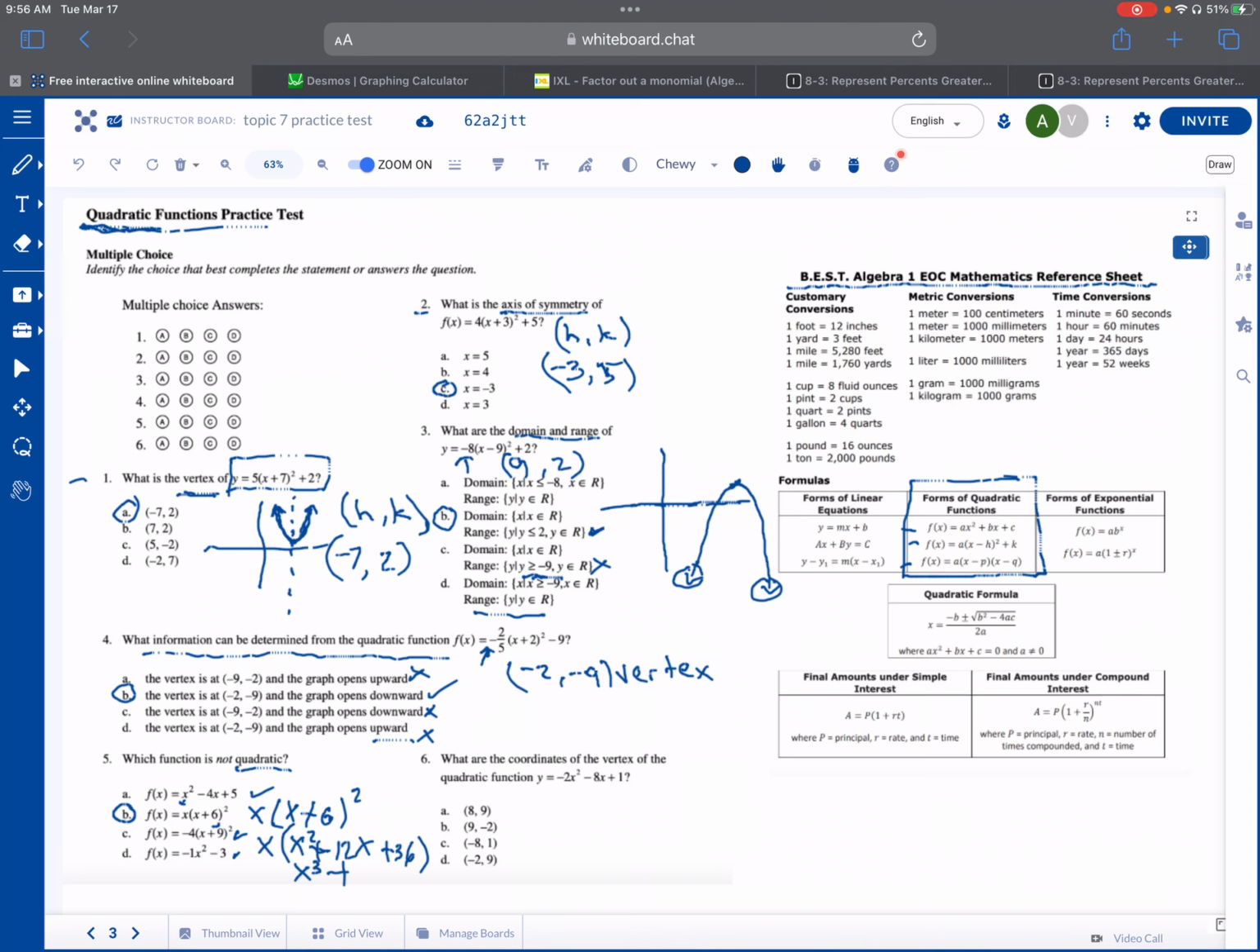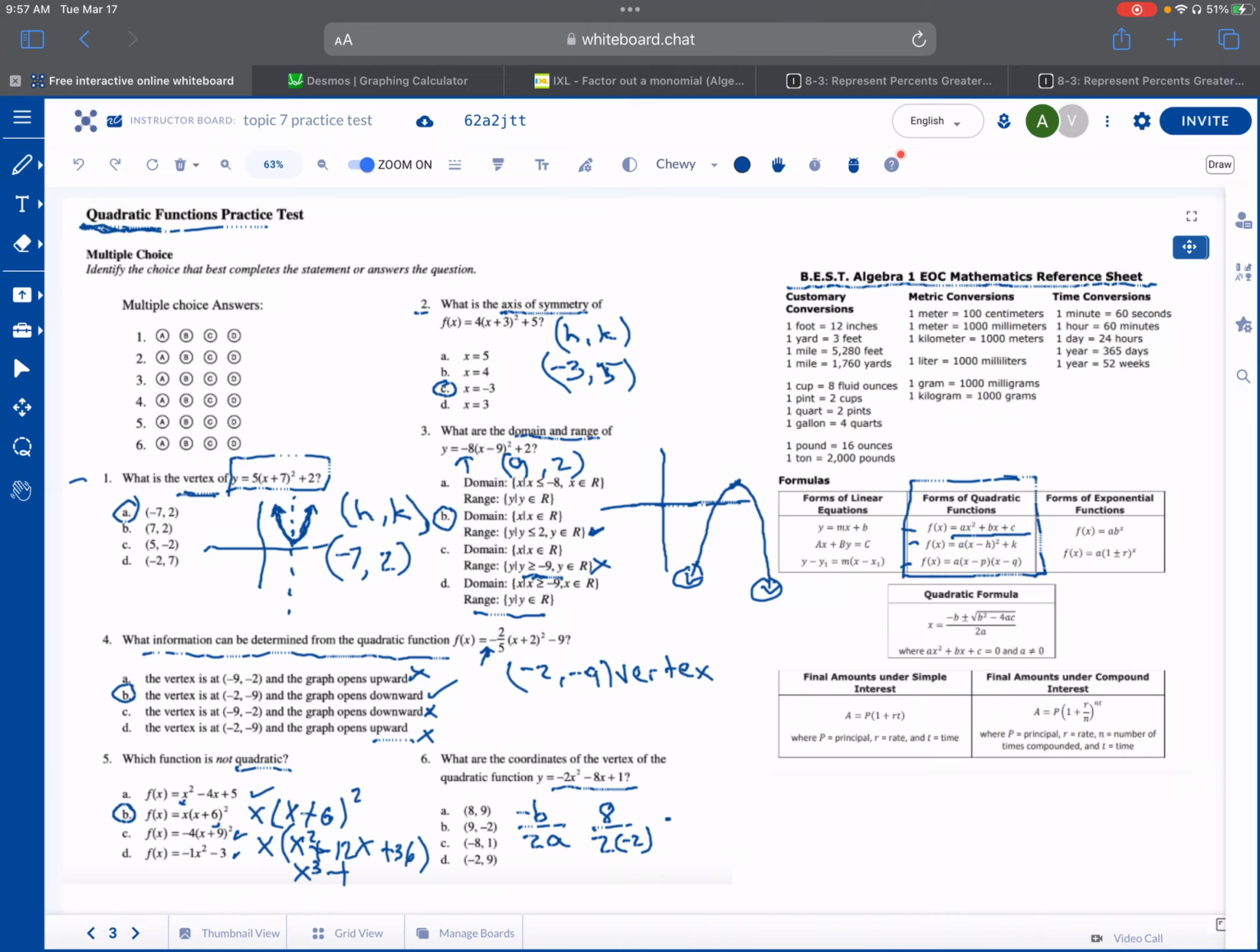Okay, the last question. What are the coordinates of the vertex of the quadratic function -2x squared minus 8x plus 1? Okay, so this is in standard form. We need the vertex, so I need to know my formula. In order to find the vertex of a quadratic function in standard form, your formula to find the x value is going to be -b over 2a. If you look at the reference sheet, b is the number in the middle multiplying the x. So that's going to be -8. So -b gives you +8, over 2 times a. A is the number that multiplies the x squared, that's -2.